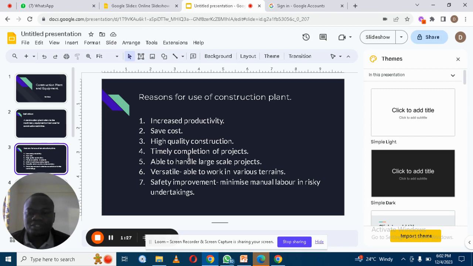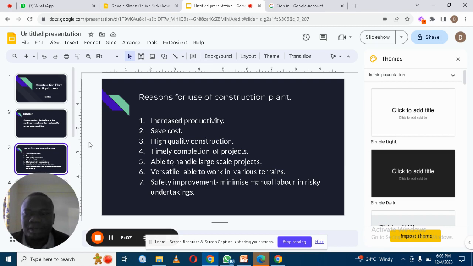If you want to save cost on a project, when compared to manual labor, you will find that manual labor will take longer, will take a high number of personnel to be able to execute a task, which means the cost you will incur at the end of the day will be much more. But now, when you employ construction plant and equipment, you realize that the time you'll take to undertake a task or an activity will be very reduced, which means you will save on cost.